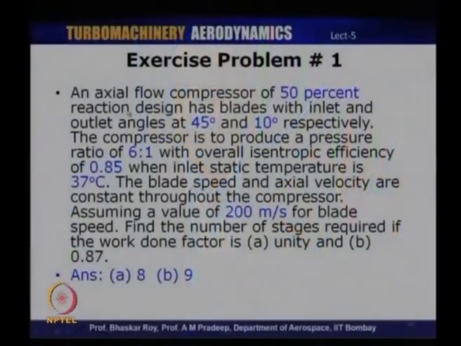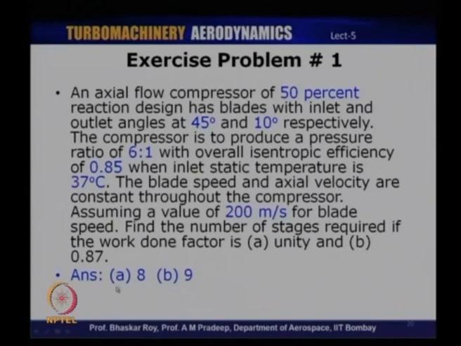The first exercise problem is an axial compressor of 50% reaction design, that is, the degree of reaction is 0.5, with blades having inlet and outlet angles of 45 and 10 degrees respectively. The compressor is to produce a pressure ratio of 6:1 with an efficiency of 0.85 when the inlet static temperature is 37 degrees Celsius. The blade speed and axial velocity are constant throughout the compressor. Assuming a value of 200 meters per second for the blade speed, find the number of stages required if the work done factor is part A unity and part B 0.87.